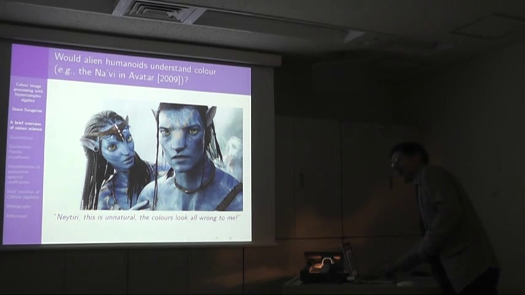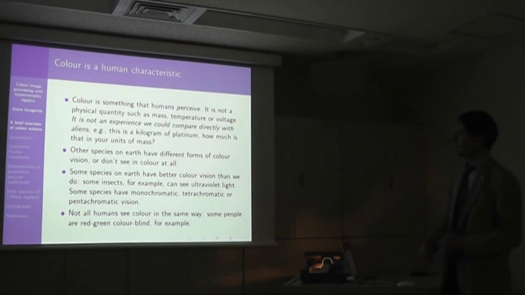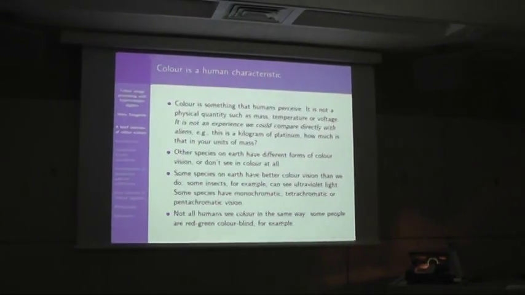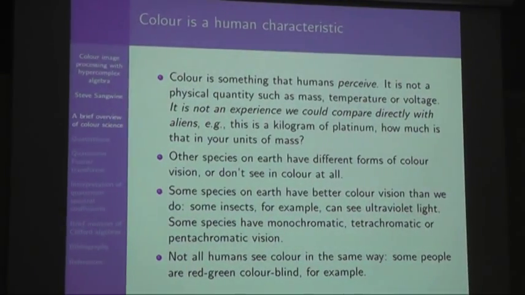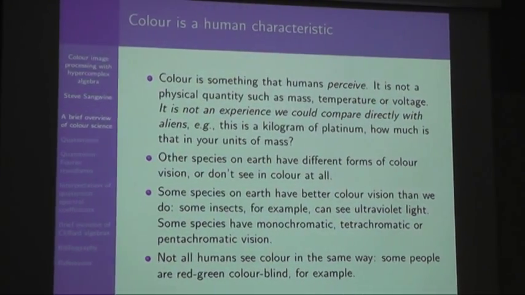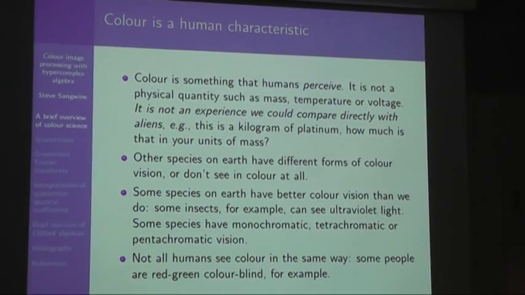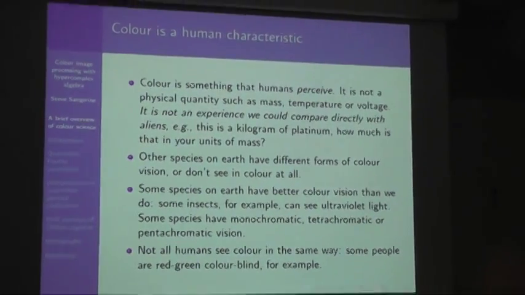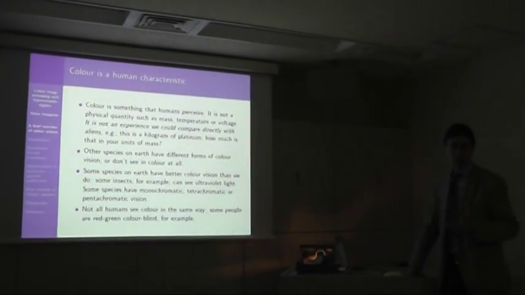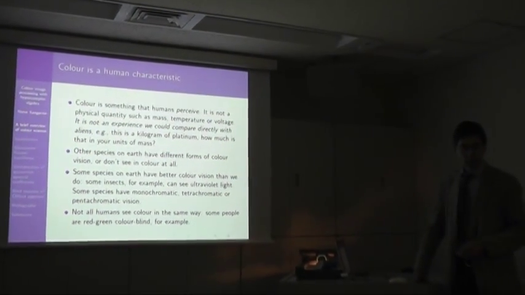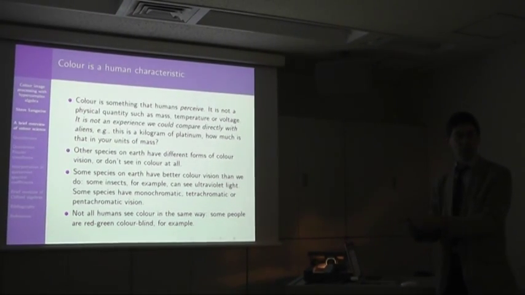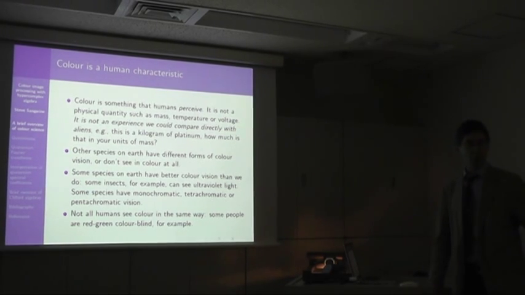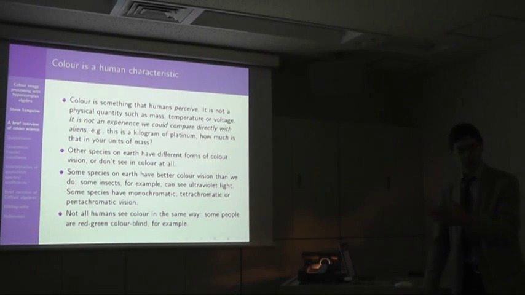So, if we were to meet aliens, it's quite likely we cannot talk to them about colour. It's a human characteristic, something in our perception. Okay, so it's not like mass, it's not like temperature or voltage, where we could, once we'd figured out how to talk to aliens, or they'd learned to talk to us, we could compare things. We could present them with a kilogram of platinum. So this is a piece of platinum, and we call this 1 kilogram. It's our unit of mass. And they could weigh it or analyse it and work out the equivalence.